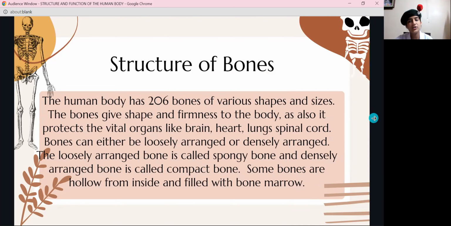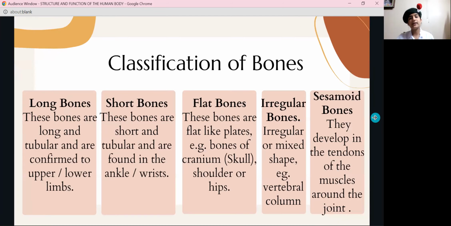Okay. So the structure of bones is the first thing we are going to study. The human body has 206 bones of various shapes and sizes. We all know this, since childhood we have been reading this, 206 bones. These bones give shape and firmness to the body and also protect vital organs like the brain, heart, lungs, and spinal cord. Bones can be either loosely arranged or densely arranged. The loosely arranged ones are called spongy bone, and the densely arranged bone is called compact bone. Some bones are hollow from inside and filled with bone marrow. Clear?